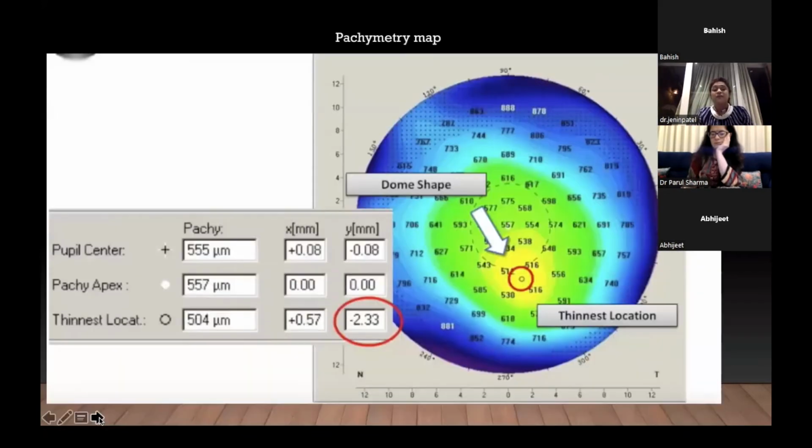So coming to the next point would be the pachymetry. Like we said, a normal pachymetry is dome shaped, is concentric. But when you have a pachymetry which is dome shaped and you have an inferior displacement of your thinnest point, which is seen here, also the y coordinate, which is definitely more than 0.5 and is way abnormal, this is definitely going to send you alarming signs.